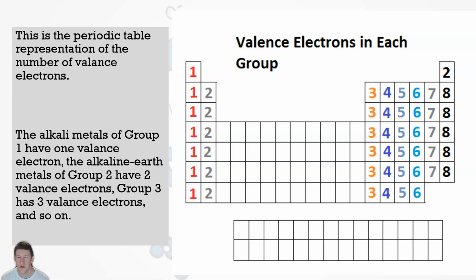So remember, we're talking about the periodic table. The alkali metals are this group 1 column. They have 1 valence electron. The alkaline earth metals of group 2 have 2 valence electrons. So on and so forth.